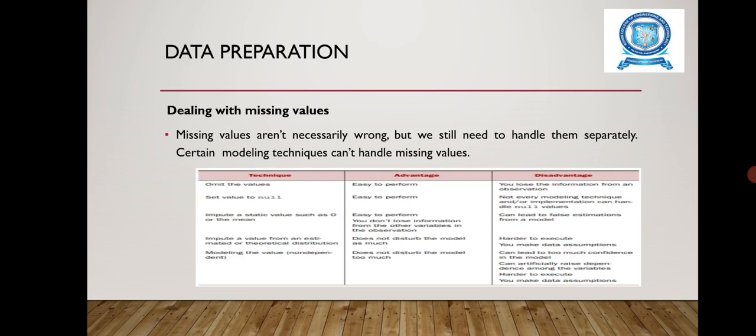Dealing with missing values. The missing values aren't necessarily wrong, but we still need to handle them separately. Certain modeling techniques can't handle the missing values. There are certain techniques like omitting the values. It has advantages and disadvantages: it is easy to perform, and the disadvantage is that we lose the information from the observation.